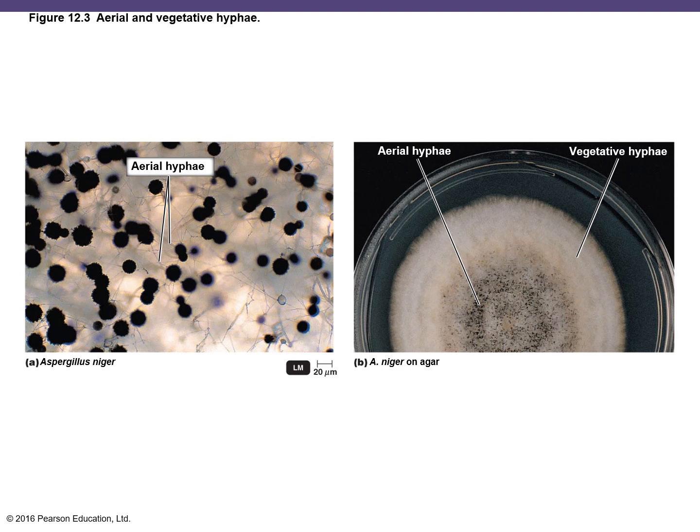Okay, in these pictures here, we have the aerial and vegetative hyphae. So in picture A, we have a photomicrograph of an aerial hyphae showing the reproductive spores. And picture B is a colony of Aspergillus niger, which grows on a glucose agar plate, showing both vegetative as well as aerial hyphae.